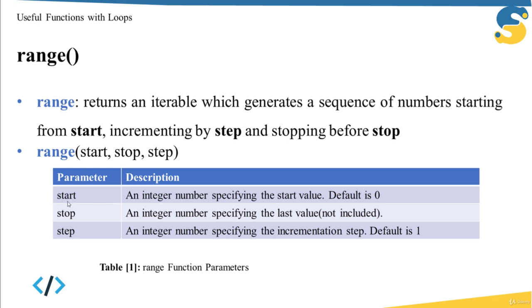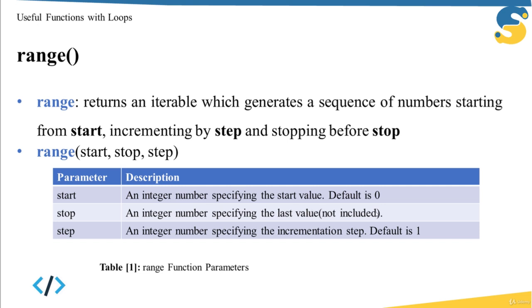The first one, which is start, is an integer number specifying the start value, and the default value of this parameter is 0. So if you don't pass start, by default it is 0. The second parameter is stop. Stop is an integer number specifying the last value, and keep in mind that the last value is not included in the generated numbers, and this parameter is compulsory and you have to pass it.